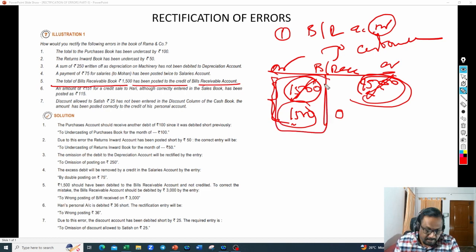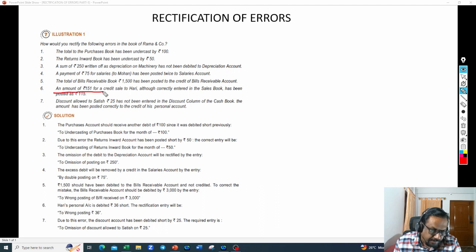By debiting 3000. See what did we write here? To wrong posting of bills receivable 3000. That is what you have to write and close this transaction. Clear?